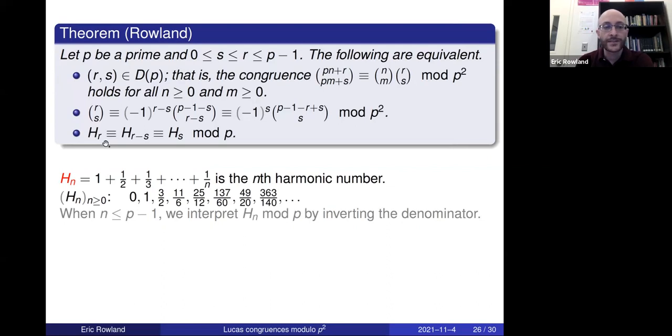These two are equivalent to the statement that the rth harmonic number, the r minus s harmonic number, and the s harmonic number are all congruent mod p, not mod p squared. So this is the simplest test of the three of them. If you're actually going to find points where this holds, the third one is probably how you want to do it. Of course, the harmonic numbers are rational numbers, but if n is less than or equal to p minus 1, then there are no p's in the denominator, and so we can interpret the nth harmonic number by inverting the denominator modulo p.